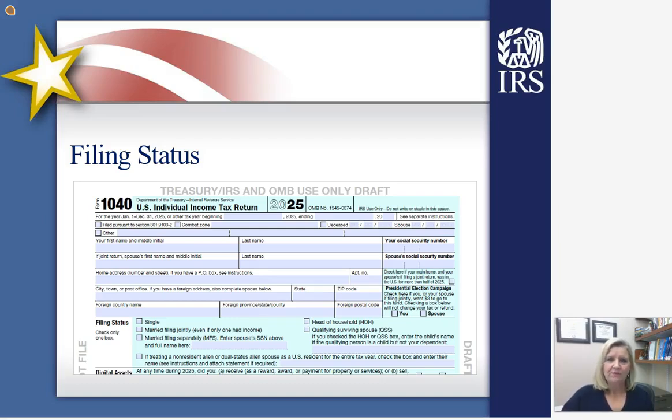This lesson is going to be talking about how to determine the filing status for the taxpayer. This is very important for a number of reasons. Their standard deduction, whether or not they receive certain credits. It's very important to make sure we have the correct filing status.